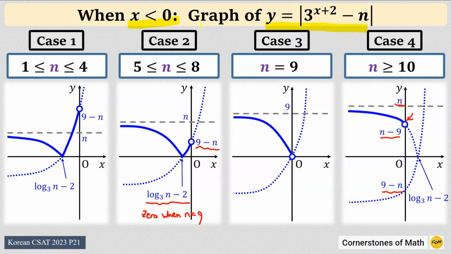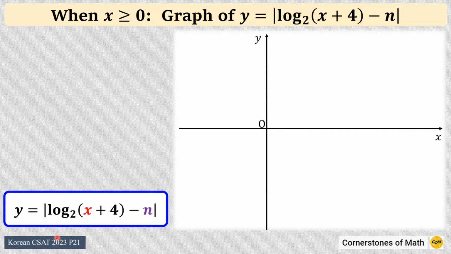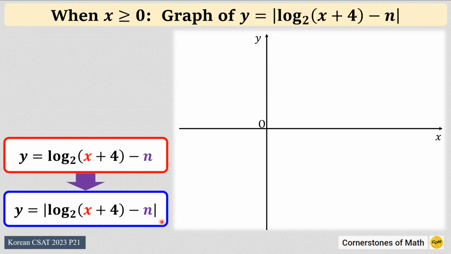Alright, so far we have investigated this graph, which is defined on the negative x region, but this is only half of the graph of f(x), right? We still have the other half. So now we have to investigate this graph, y equals the absolute value of log base 2 of x plus 4, minus n. And we basically do the same reverse process all over once more.